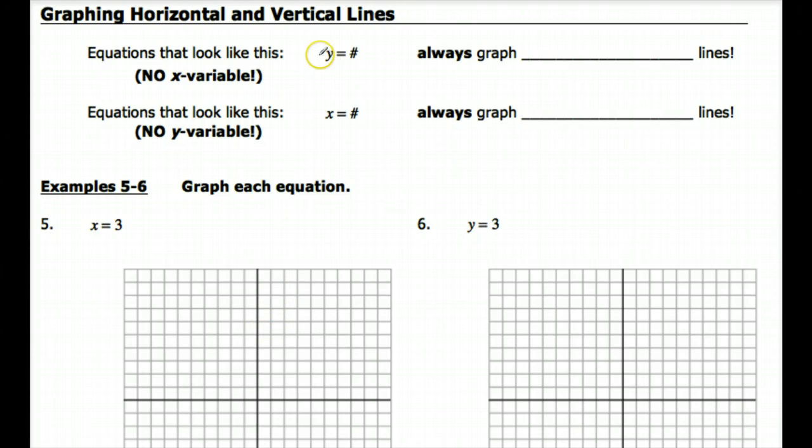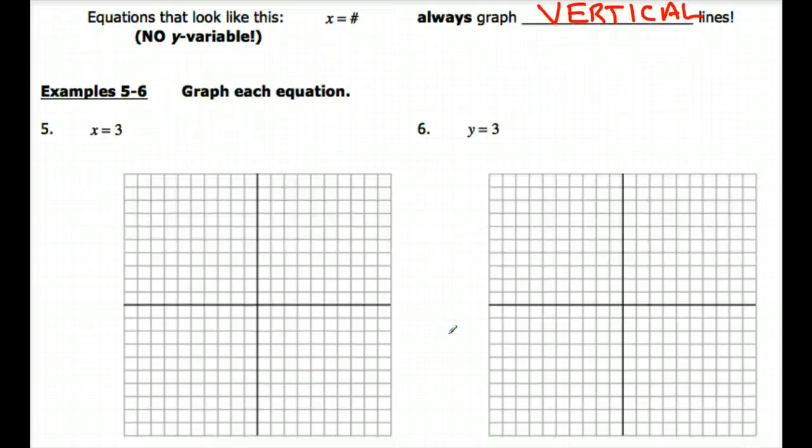If you have an equation that looks like y equals just a number, that is always going to graph a horizontal line. Anytime you have an equation that's just y equals a number, without an x variable, you're always going to have a horizontal line. If you have an equation that's x equals a number, so no y variable, that is always going to graph a vertical line. Let's see why that works down here in examples 5 and 6.